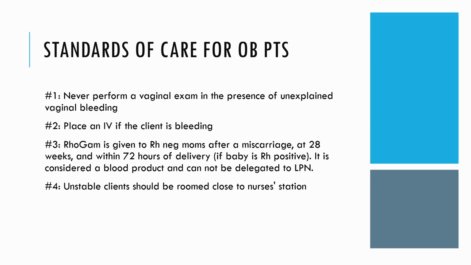The third standard of care is RhoGAM. We've talked about this a lot of times, but we give this to our Rh negative moms. If they've had a miscarriage, we give it prophylactically at 28 weeks. And then after delivery, if we know what baby's blood type is, if it's positive, we're going to give her additional RhoGAM within those 72 hours. It's also considered a blood product, sorry, not produce, let me fix that, and cannot be delegated to an LPN to administer. And then the last thing, unstable clients should be roomed close to the nurse's station.